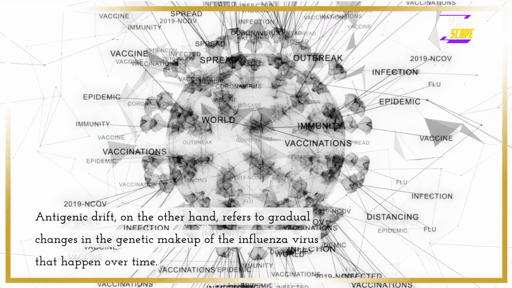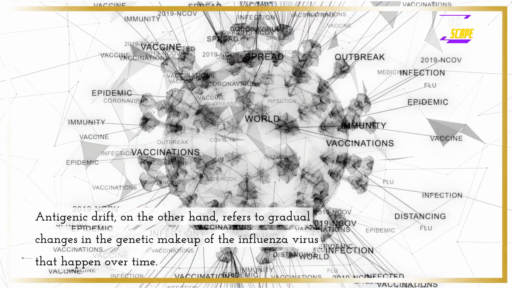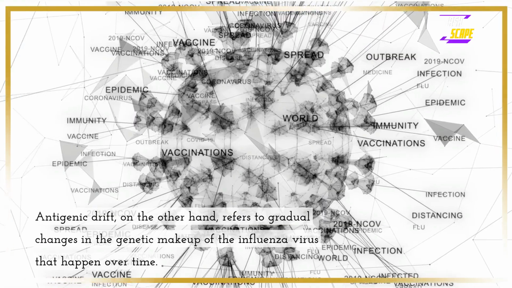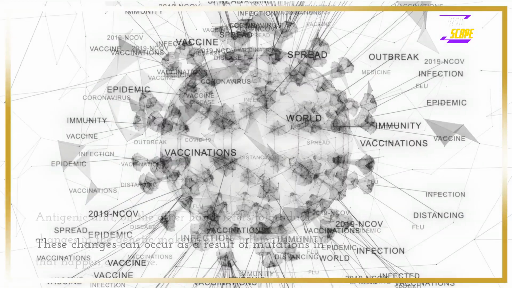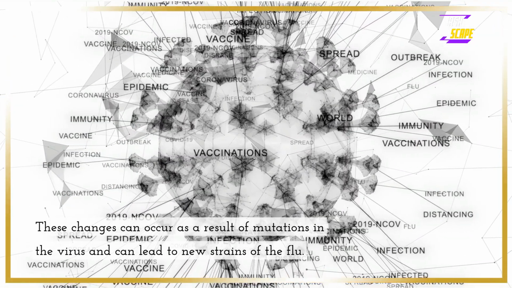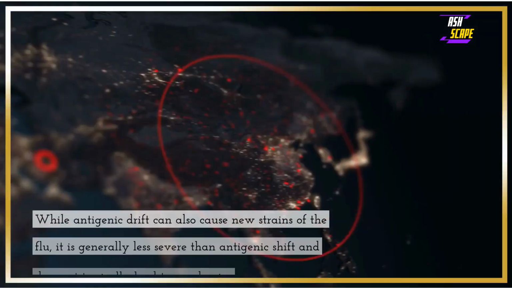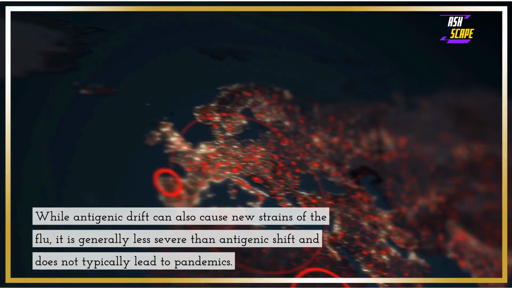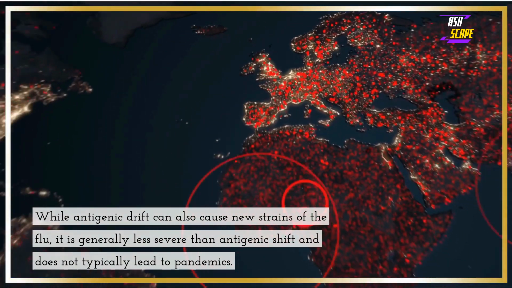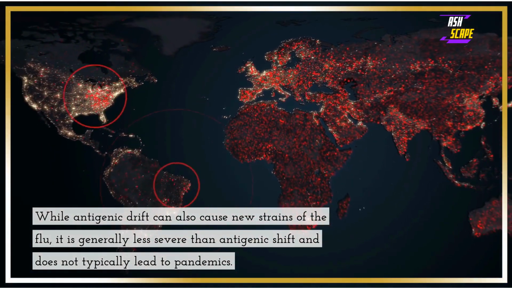Antigenic drift, on the other hand, refers to gradual changes in the genetic makeup of the influenza virus that happen over time. These changes can occur as a result of mutations in the virus and can lead to new strains of the flu. While antigenic drift can also cause new strains of the flu, it is generally less severe than antigenic shift and does not typically lead to pandemics.